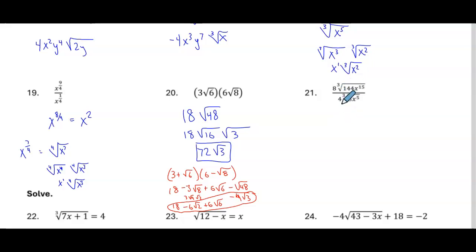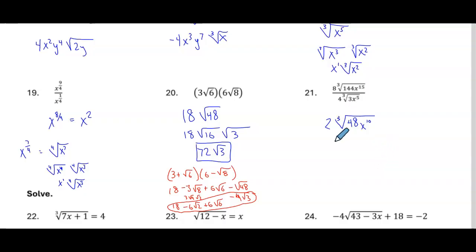Okay, now in this next one, again, there's no pluses and minuses, so I'm just free to reduce. So if I reduce 8 over 4, I'm going to get 2. I have a cube root, and then I try to reduce this too. So 144 over 3 would be 48. 15 over 5, it's not division, it's subtraction when we're talking about exponents, so that's x10.